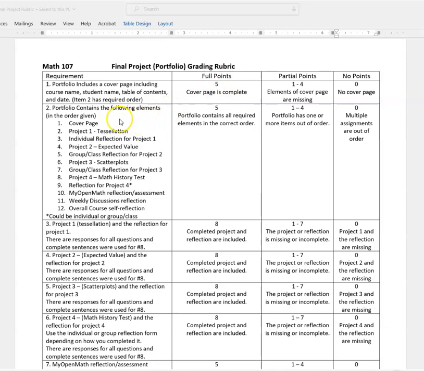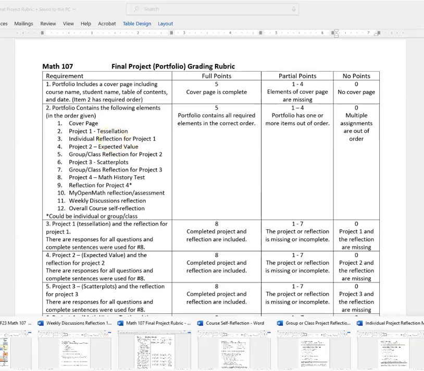The table of contents is very specific. It kind of goes in the order that we did the class. You have a cover page, then you include your first project, which was tessellation, and a reflection for that. So whenever I ask for a reflection, I have a form for that. You'll see it posted in the assignment.